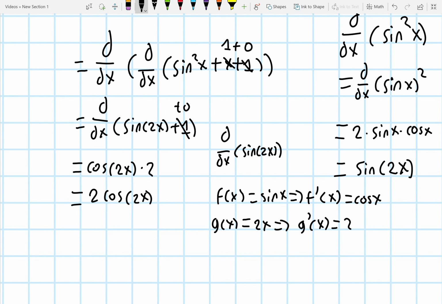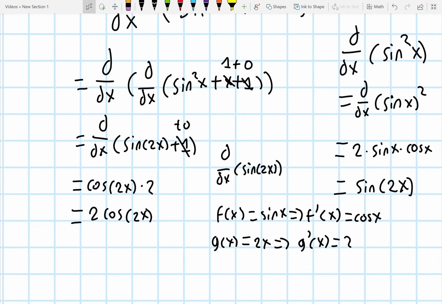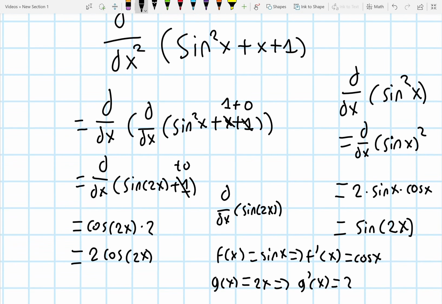But actually finding the derivative is not the most important part of this video. What you'll notice is that this is no different to the second derivative of sine squared x. So actually the x plus 1 terms are unimportant. Any linear or constant term just goes away in a second derivative. And this is true for a third derivative, for example. Anything of lower degree than a quadratic goes away.